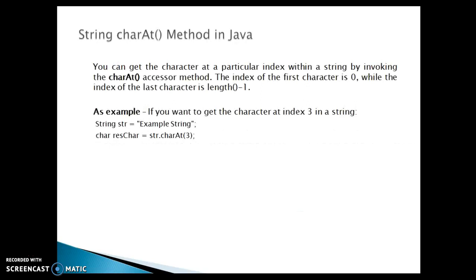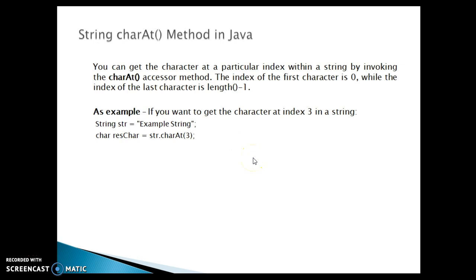So let's see what the charAt method in Java, which belongs to the string class, basically does. You can get the character at a particular index within a string by invoking the charAt accessor method. The index of the first character is 0, while the index of the last character is string length - 1. So let's take an example.